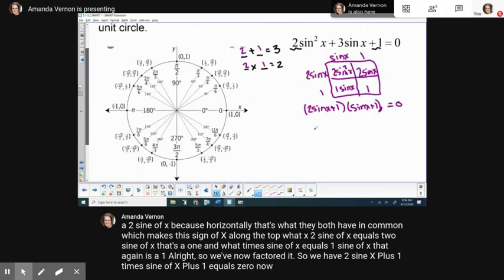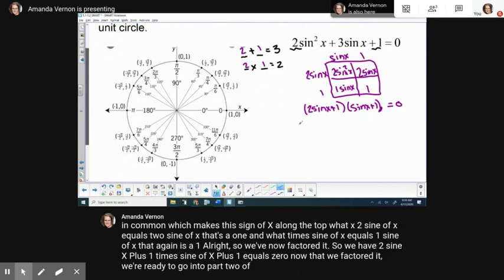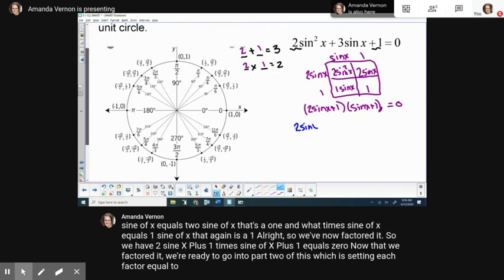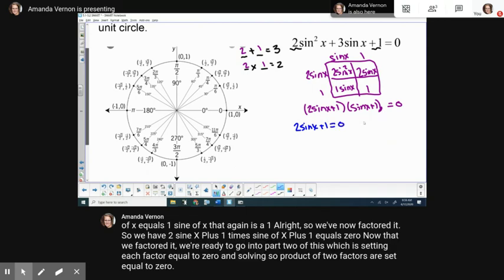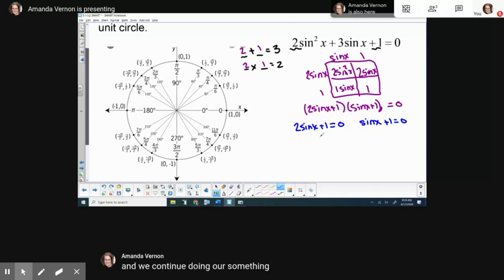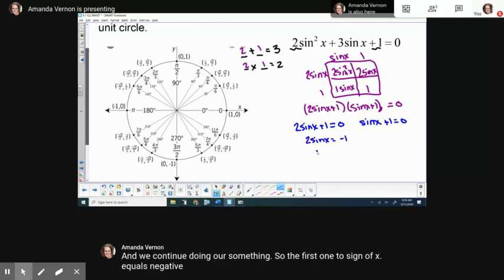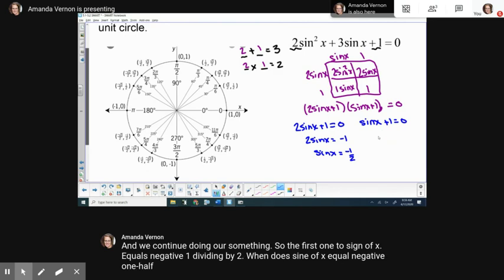Now that we've factored it, we're ready to go into part 2 of this, which is setting each factor equal to 0 and solving. So the product of 2 factors are set equal to 0. And we continue doing our solving. So the first one, 2 sine of x equals negative 1. Dividing by 2, when does sine of x equal negative 1/2? And then we also need to figure out when does sine of x equal negative 1.